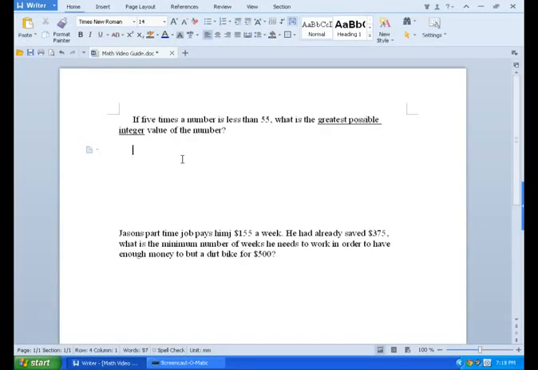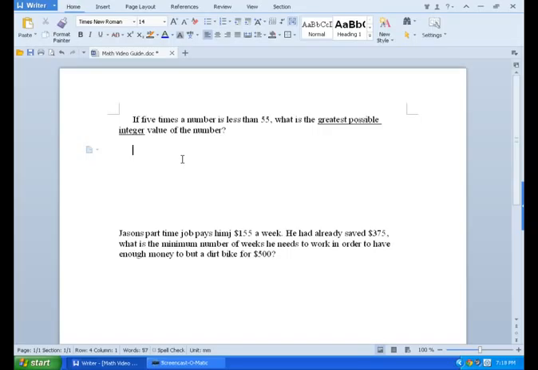Let's continue on. If 5 times a number is less than 55, what is the greatest possible integer value of the number? This is a word problem on verbal expressions, solving a linear equation in one variable, and then an inequality in one variable. That's what we call it.